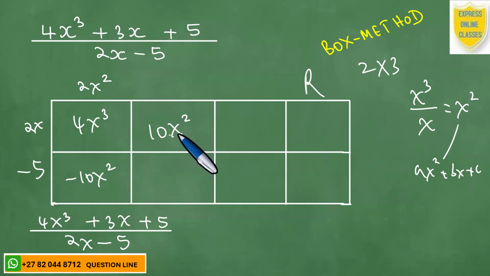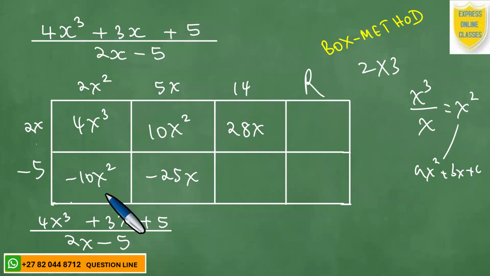You divide 10x squared by 2x, you get exactly a 5x. 2x by 5x is 10x squared, minus 5 by 5x gives us minus 25x. And therefore, you add here 28x. Divide this by that, you have exactly 14. And so if you multiply 2x by 14, you get 28x. You multiply minus 5 by 14, you get minus 70, so that when you add these here, it becomes exactly 75. Okay, so we get that one. And now this is the remainder, which is 75.